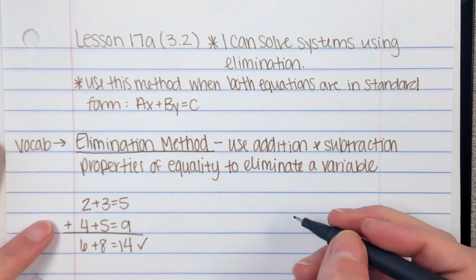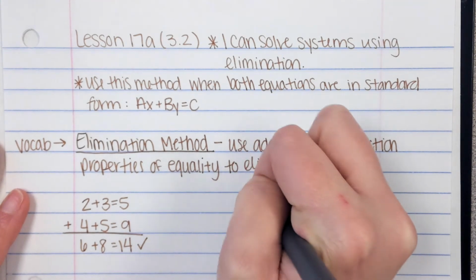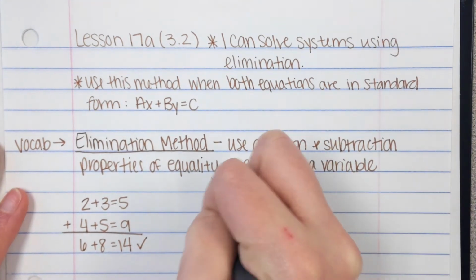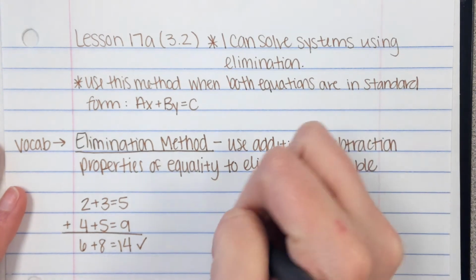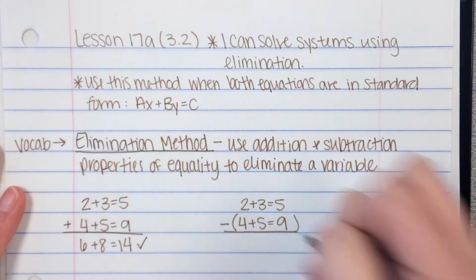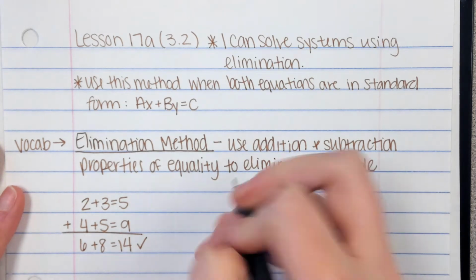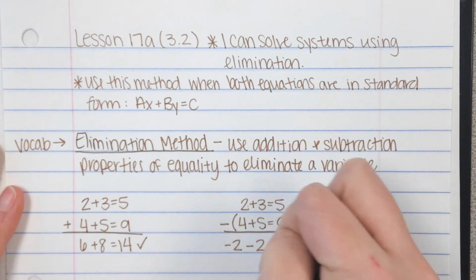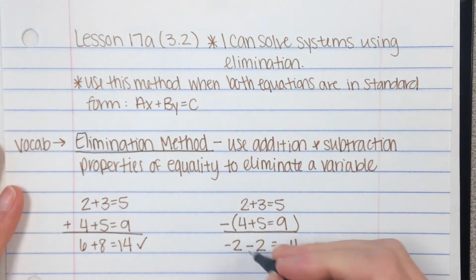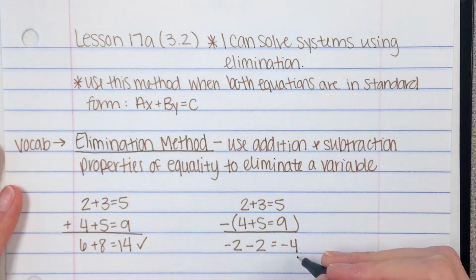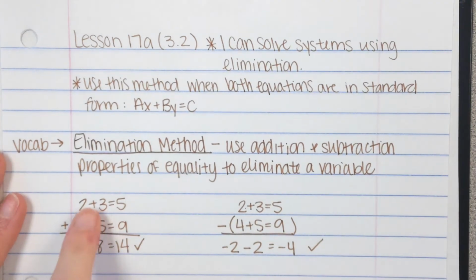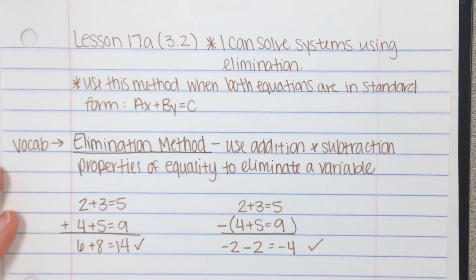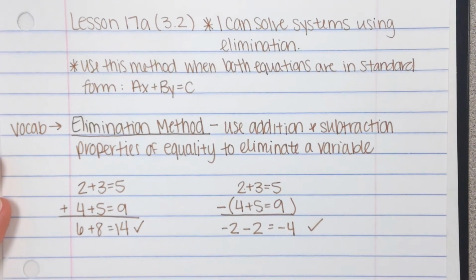Now we're going to do the same thing with subtraction. So we already know that 2 plus 3 equals 5 is true, and 4 plus 5 equals 9 is true. So now we're going to subtract. But we're not just subtracting 4, we're subtracting that whole bottom equation. All right? So 2 minus 4 is negative 2. 3 minus 5 is negative 2. 5 minus 9 is negative 4. Negative 2 minus 2 equals negative 4. Is that a true statement? Yes. So if we add or subtract two true statements, then our resulting statement will also be true. We're going to use those properties to solve our systems today.